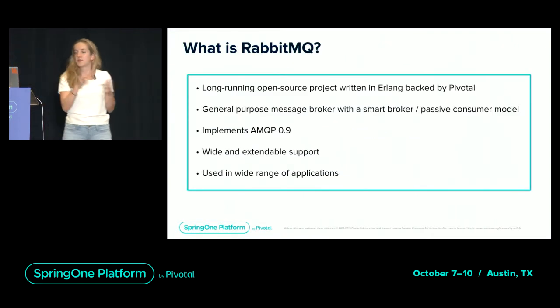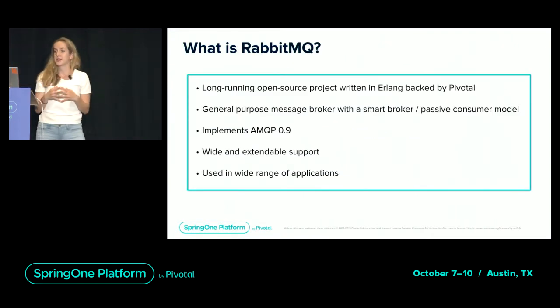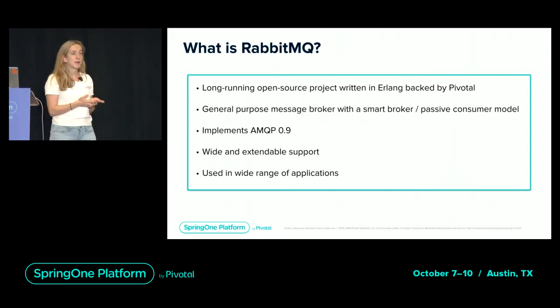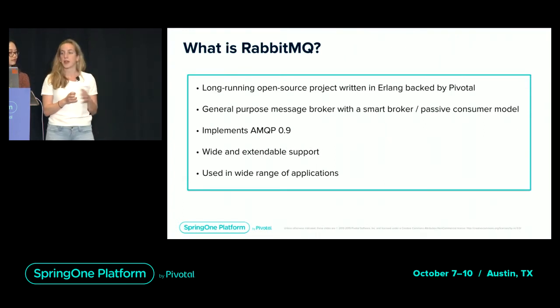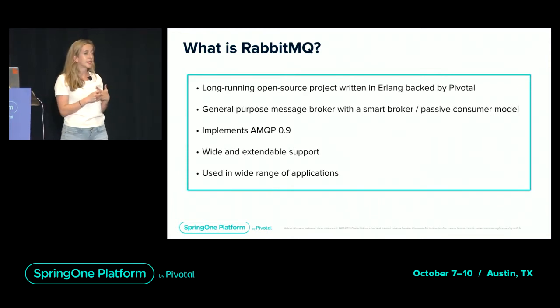So for those of you, just briefly, what is RabbitMQ? It's a long-running open source project written in Erlang, backed by Pivotal. It's a general-purpose message broker based around queues that has a smart broker, passive consumer model, implements AMQP 0.9, and has support for a wide range of other protocols, so MQTT, STOMP, and others. It has wide and extendable support as well for different client libraries and plugins, both those that ship natively with the product as well as those contributed by the community.